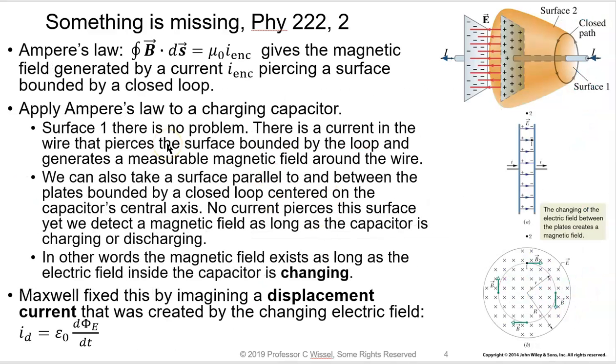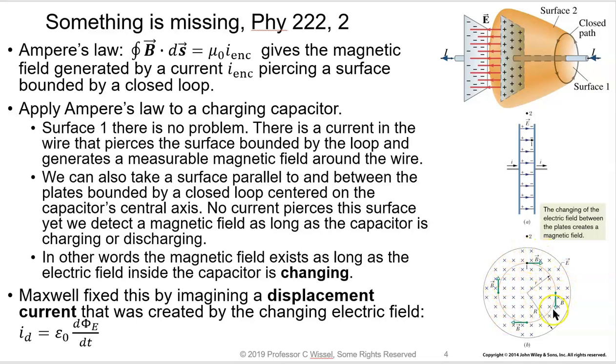Ampere's law, the integral of B dot ds equals mu naught I enclosed, gives a magnetic field generated by a current I enclosed piercing a surface bounded by a closed loop. We're going to apply Ampere's law to a charging capacitor. Surface 1, there is no problem. There's a current in the wire that pierces the surface bounded by the loop and generates a measurable magnetic field around the wire. We're also free to take a surface parallel to and between the plates, bounded by a closed loop centered on the capacitor's central axis.